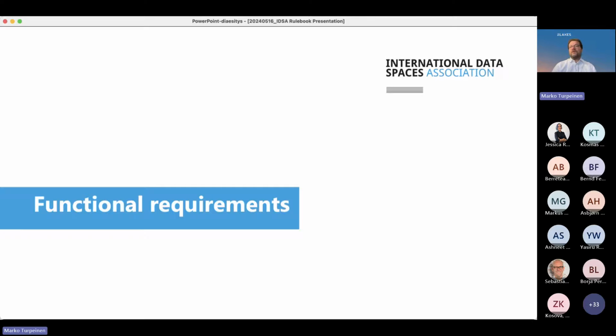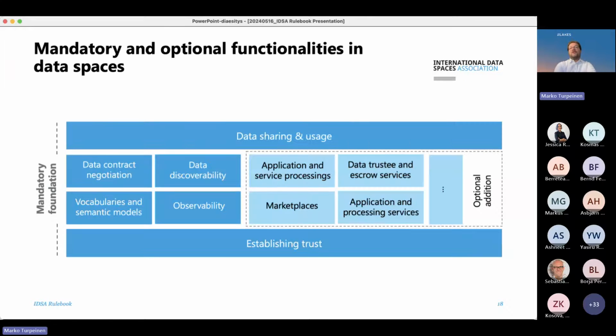Then going to the functional requirements part. So here, this is the categorization that we have in the current rulebook. So the mandatory functions that are in any data space would be data sharing and usage, making that possible, establishing trust. Those are fundamentals. Data contract negotiation, data discoverability, vocabularies and semantic models, and observability would be necessary.